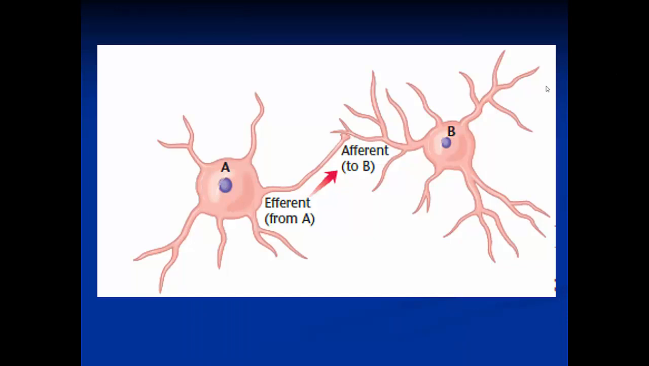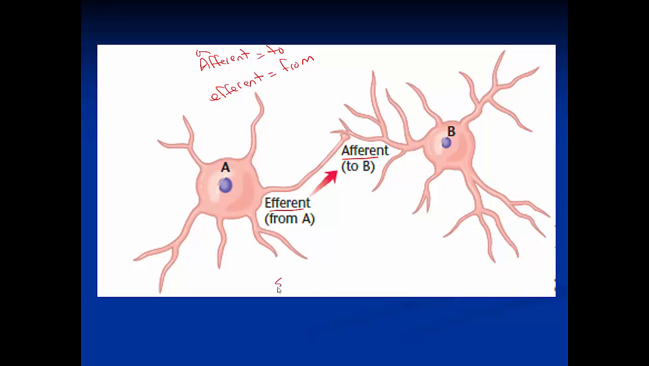Now, a quick little bit of terminology. We're going to talk about afferent and efferent neurons. Afferent is going to carry information to. Efferent is from. Again, sorry, that shouldn't be capitalized. Afferent is to, efferent is from.